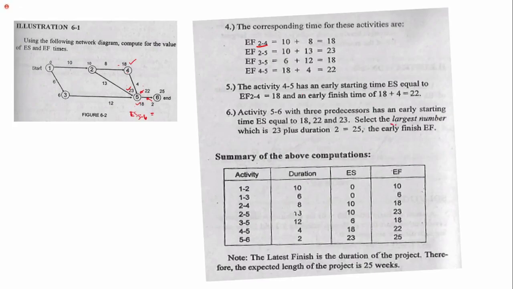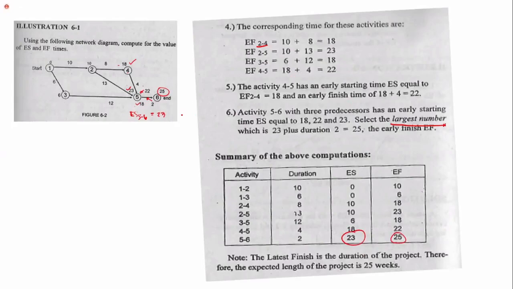So, this one is the largest number. If you analyze it logically, in the forward pass, the largest value or the longest duration governs. So our early start for 5 to 6 is 23. Then add the 2 for the early finish: 25.